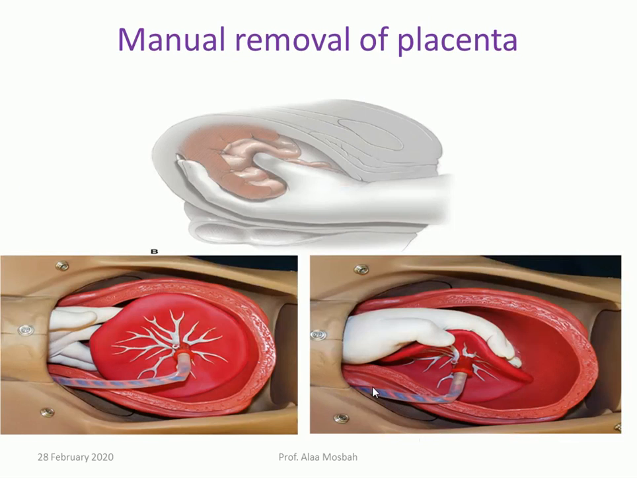This picture shows you how to do manual removal of the placenta. Under anesthesia, we introduce our hand inside the uterine cavity, reaching the edge of the placenta. Try by shearing movement to separate the placenta partially till you reach the whole placenta separation, as in this picture and this picture. Here, the whole placenta is separated and we get it out.